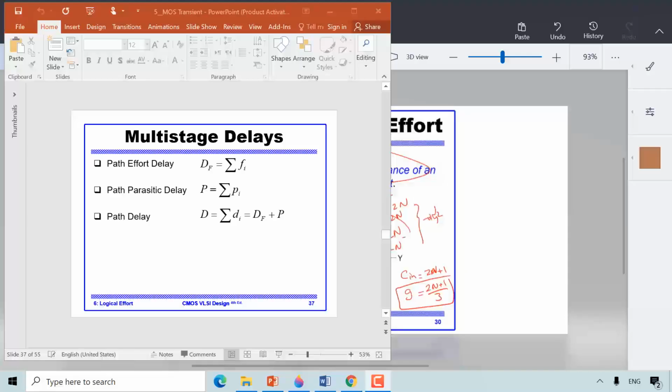Hi, welcome to the second part for the logical effort where we discuss path delay using logical effort.